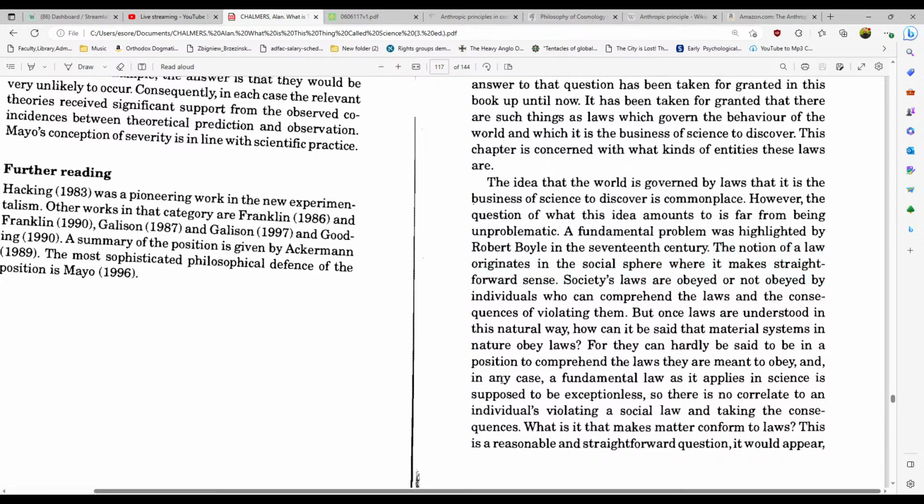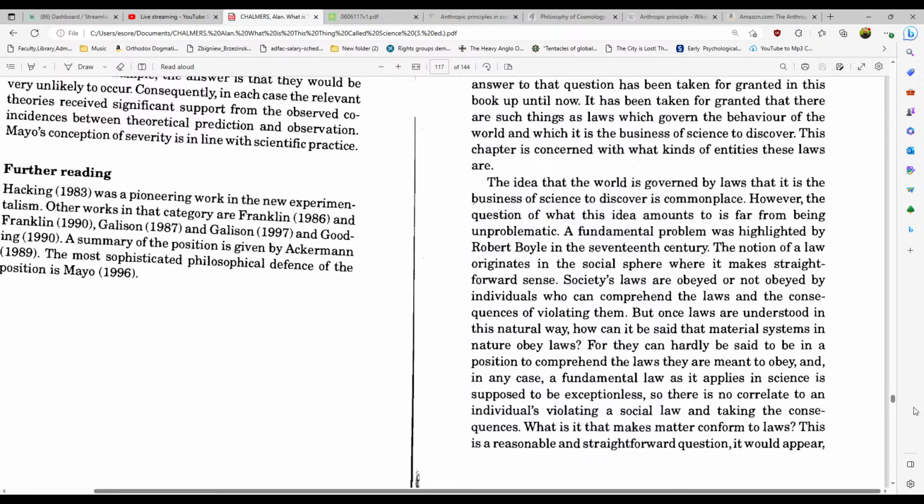So in fact, the social traces back to the divine in Hobbes' view. Society's laws are obeyed or not obeyed by individuals who can comprehend them. So what he's doing here is basically saying it makes sense the way that we talk about laws in society. And we use the same word, and we've got to be careful not having a word-concept fallacy here and equivocation on law, because we can't apply those attributes of law that we properly get within society to nature. Why? Because once laws are understood in this natural way, how can it be said that material systems obey laws? We can break them. We can violate them. There's consequences. Does nature do that?